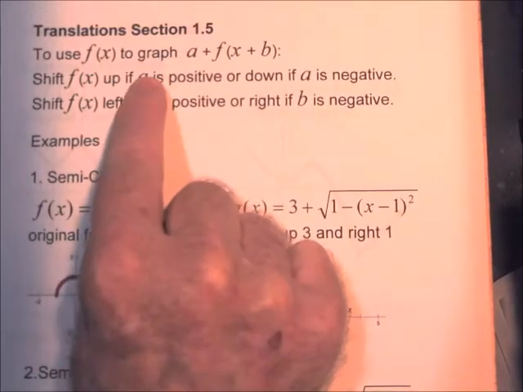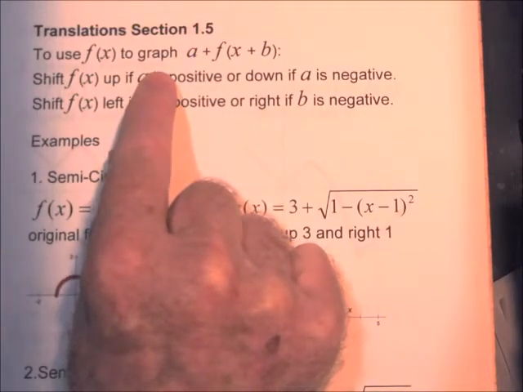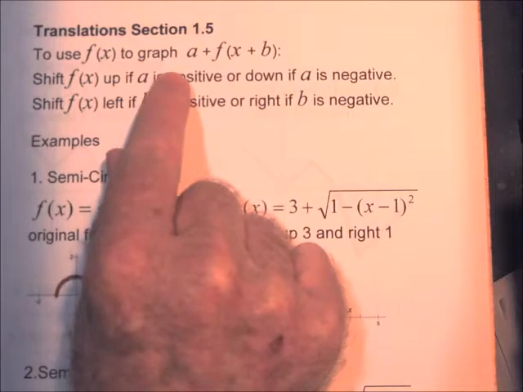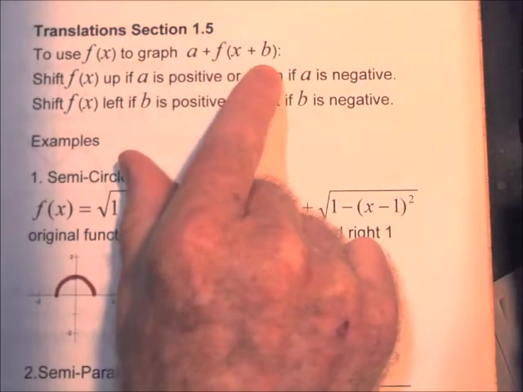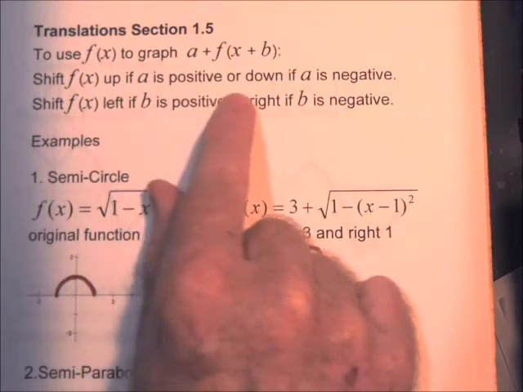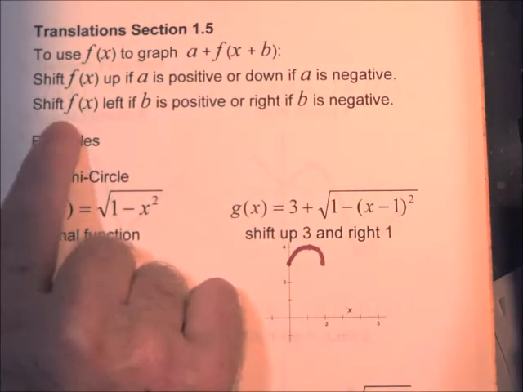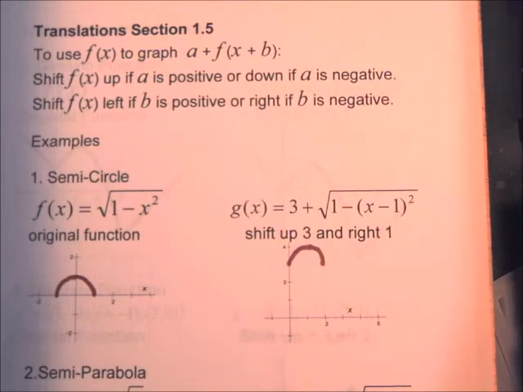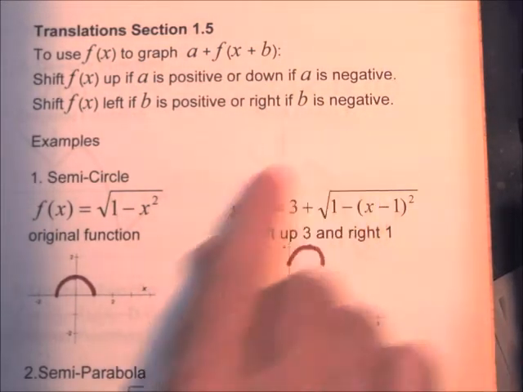Translation, section 1.5. To use f of x to graph a plus f of x plus b, shift f of x up if a is positive or down if a is negative. Shift f of x left if b is positive or right if b is negative.